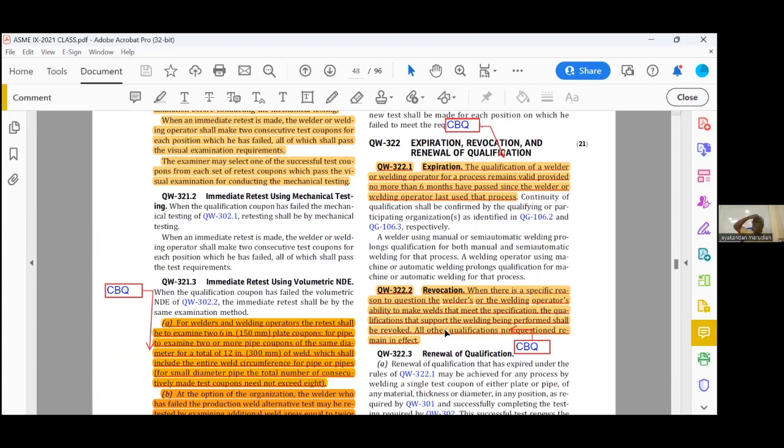See, again, many people misunderstand. There is no total welder disqualification. Suppose a welder has multiple process qualifications. You can disqualify him in only one process, other processes you can allow him to continue.